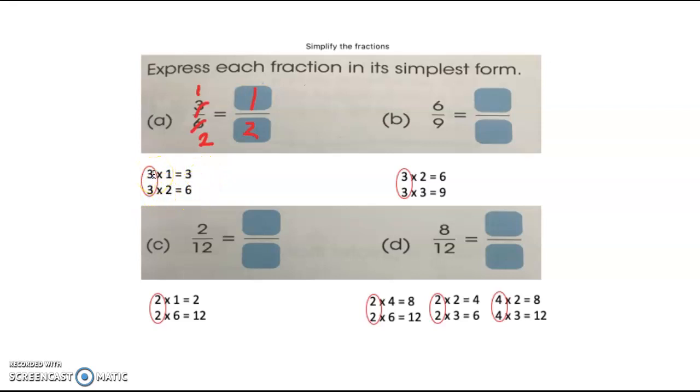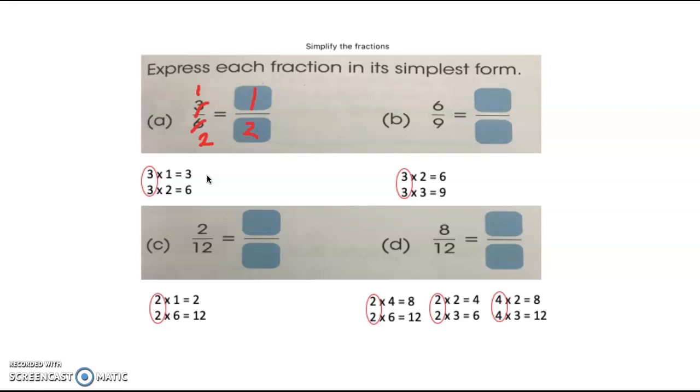So 3 and 6, both of them are multiples of 3. Okay, what is a multiple? A multiple is something you get when you multiply. For example, 3. How can I find multiples of 3? When 3 is multiplied by anything, the answers which I get are multiples.